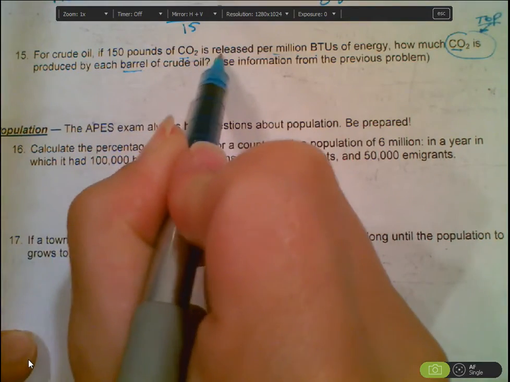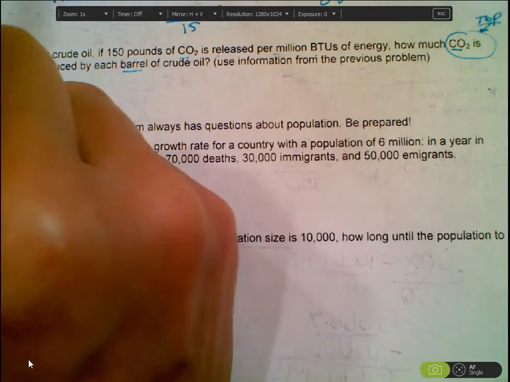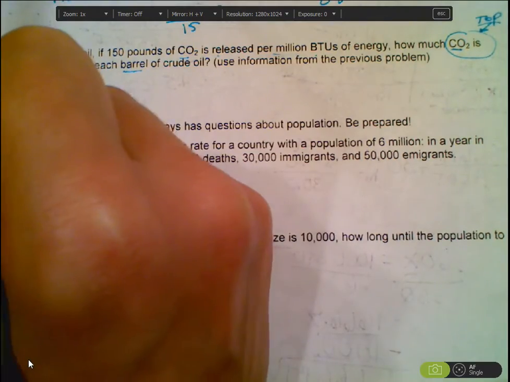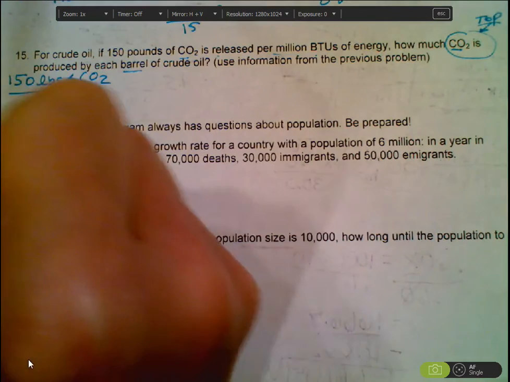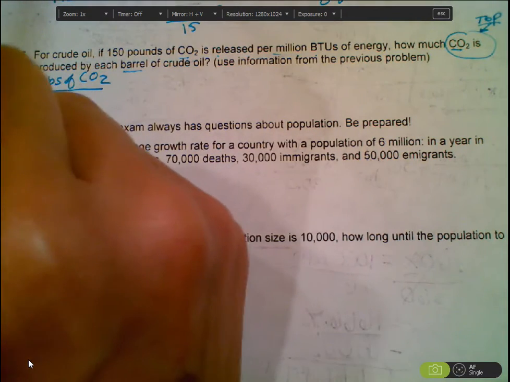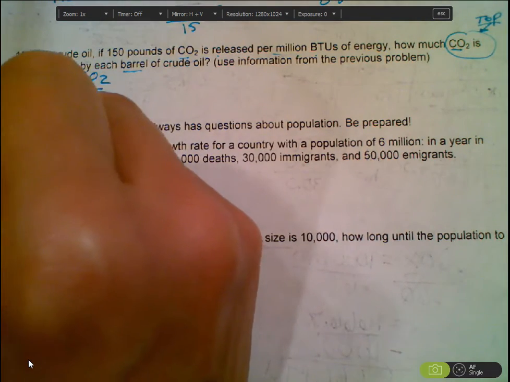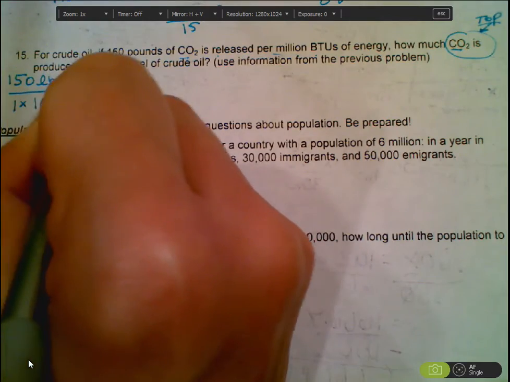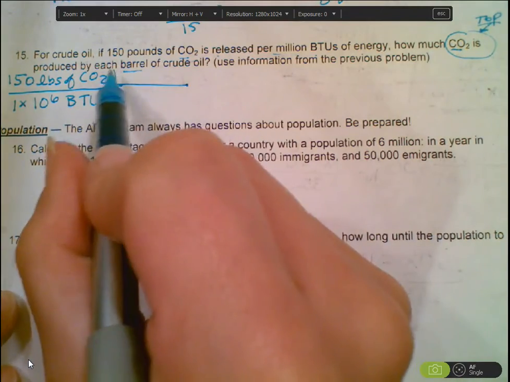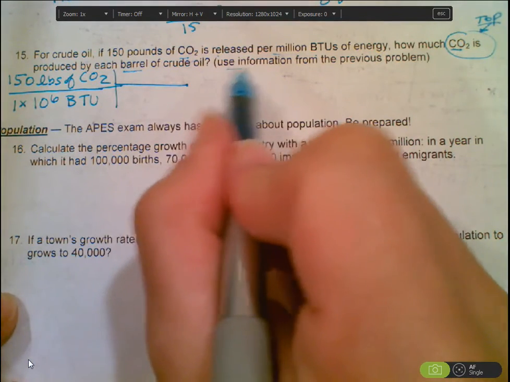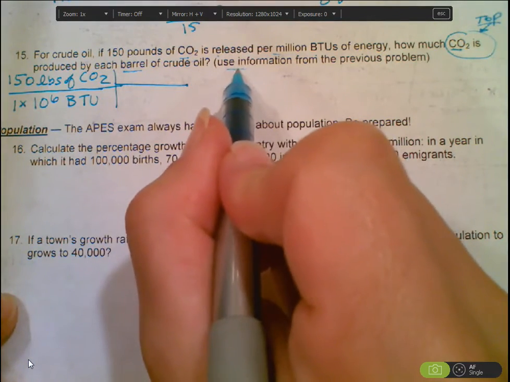150 pounds of CO2 is released. So I'm going to go ahead and put that on. I know that 150 pounds of CO2 per million BTUs. A million is 1 times 10 to the 6 BTUs of energy. Okay, and then, how am I going to figure out how much CO2 is produced? I have to figure out how many BTUs per 1 barrel.